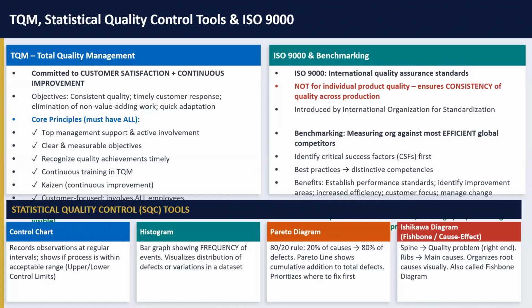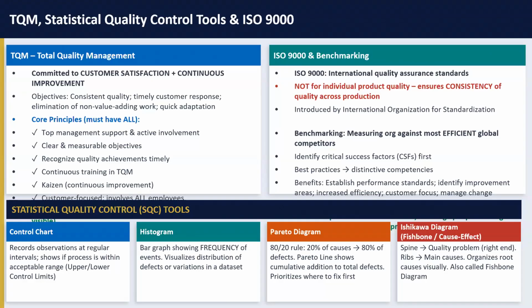Then comes the statistical quality control tools. There are some statistical tools that we use for maintaining statistical quality control. So let us look into them. The control chart records observations at regular intervals and shows if the process is within the acceptable range. That means the quality of the product should be in the acceptable range. If it is not within the acceptable range, you will have to inspect it. Through the control chart, you will come to know whether the quality is under the acceptable level or not, and you will take measures for that.